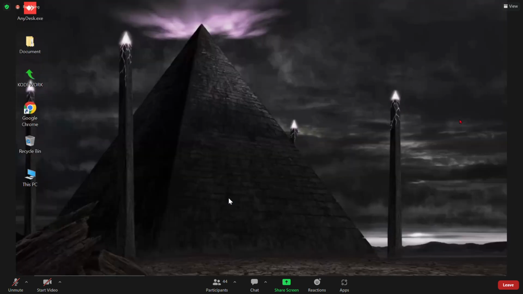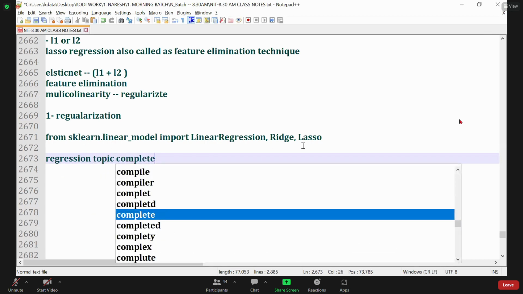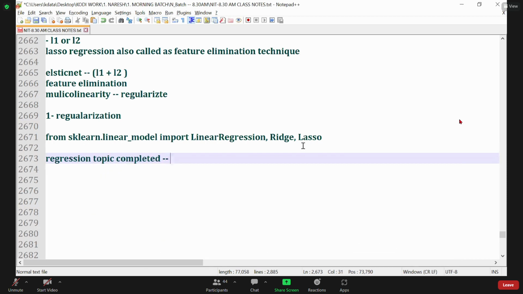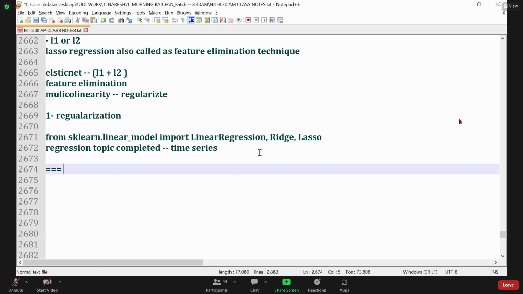Next one. So today we completed regressions, guys. The regressions topic is completed, except that one is pending: time series. I'll get back to you later. Everybody's clear? Now the next one, what are the performance measures for regressions, guys? R square and adjusted R square.